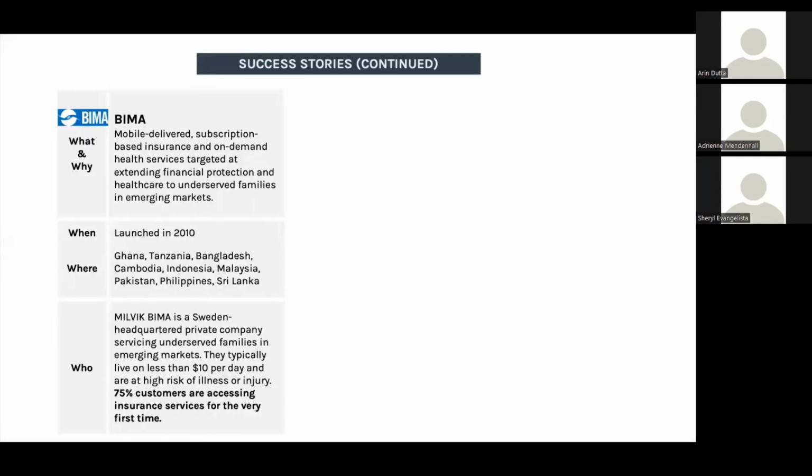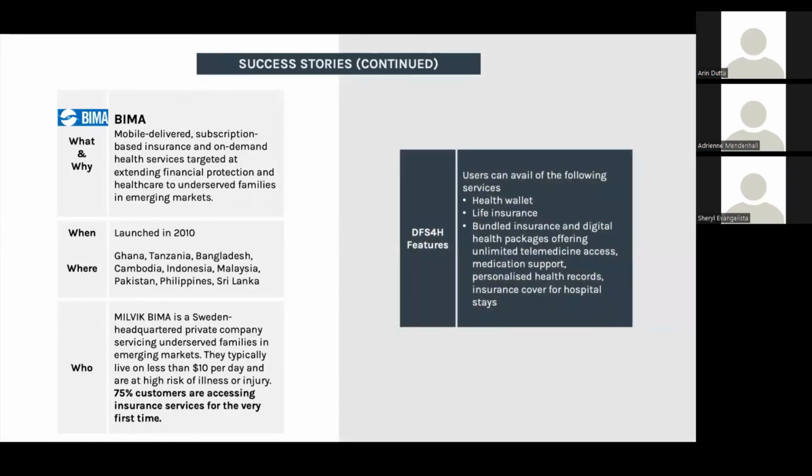And now every Singaporean is using Health Hub to access their COVID-19 test results and their vaccination records on the app. Bima is an insurtech company that was launched in 2010 in Ghana and has since expanded to 9 markets. It's based in Sweden, but primarily in Africa and Asia. And so it offers a bundled insurance and telemedicine, but more recently has launched a health wallet as well.